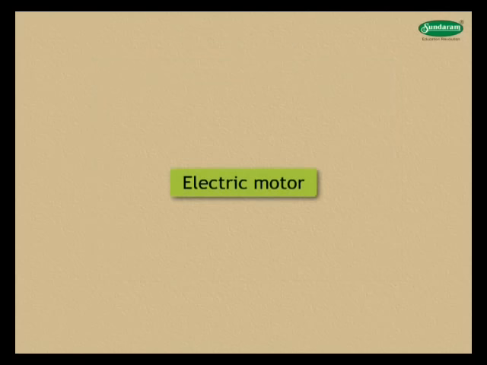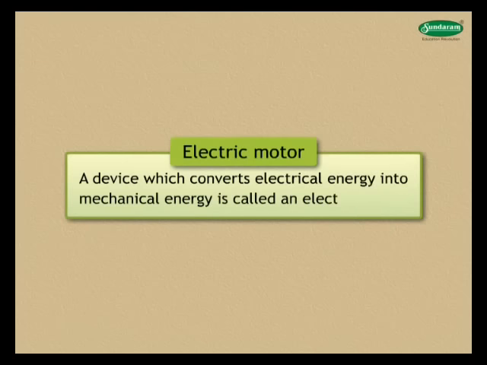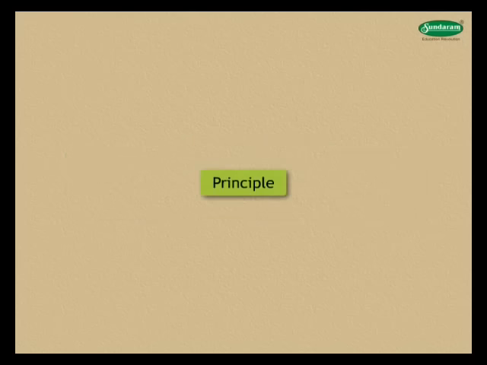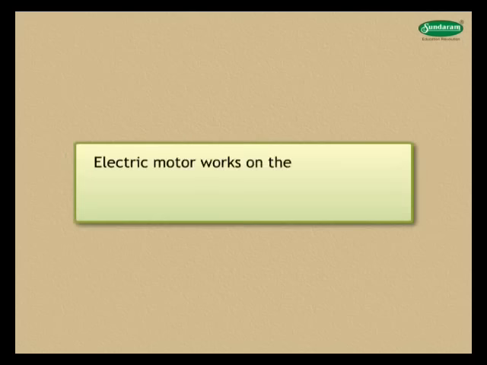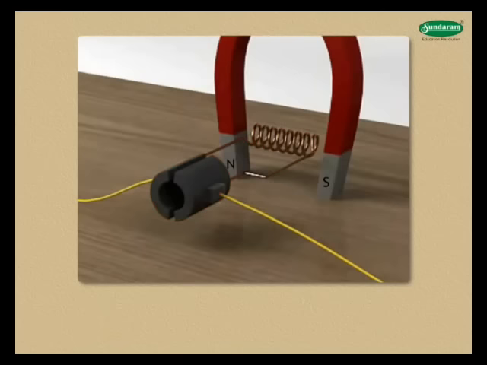Let us learn about the electric motor. A device which converts electrical energy into mechanical energy is called an electric motor. Principle: electric motors work on the principle that a current-carrying conductor placed in a magnetic field experiences a force. Construction: armature coil. A large number of turns of insulated copper wire wound on an iron core in rectangular shape forms an armature coil ABCD as shown.